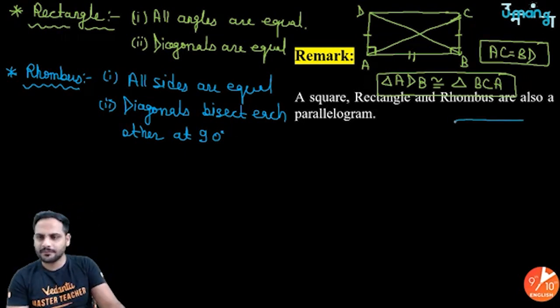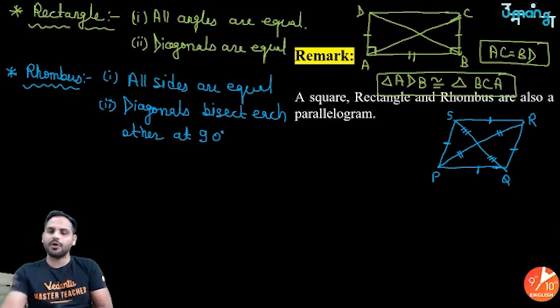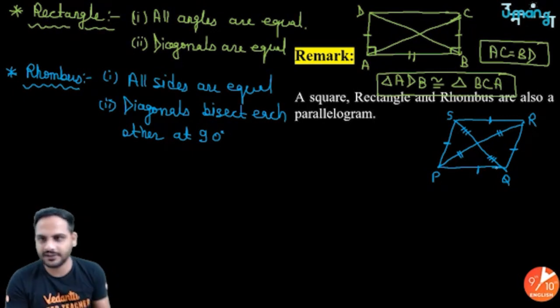Again, it is very easy. Suppose we have a rhombus here. Let's say P, Q, R, S. Let's draw the diagonals. So PR and QS will be the diagonals. I know all the sides are equal, as well as the diagonals will bisect each other, because I have told you the rhombus will follow all the properties of a parallelogram. So diagonals will be bisecting each other.